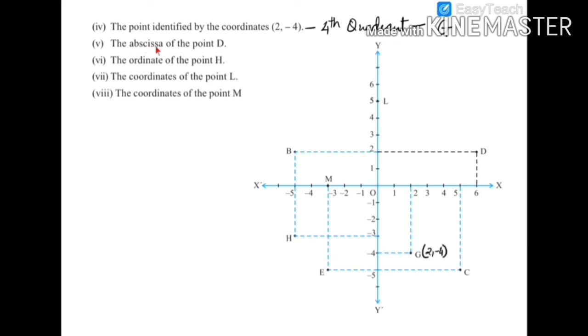Fifth part, abscissa of point D. Point D is here. Abscissa is the perpendicular distance from the y-axis. So its abscissa is going to be 6 units. Sixth part, the ordinate of point H. Point H is here. Ordinate is the perpendicular distance from the x-axis along the y-axis. So it is -3 units.